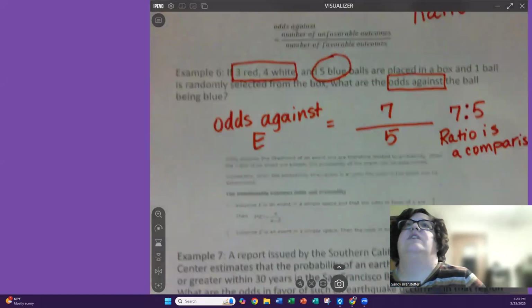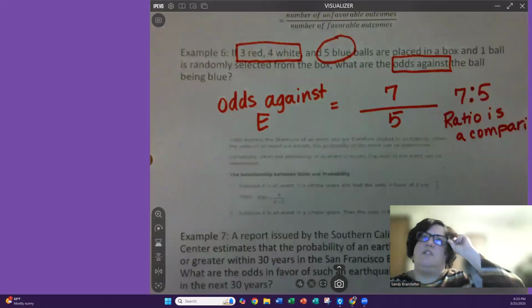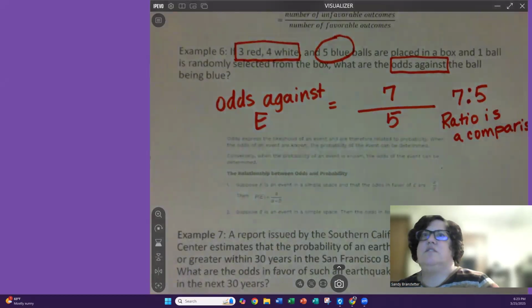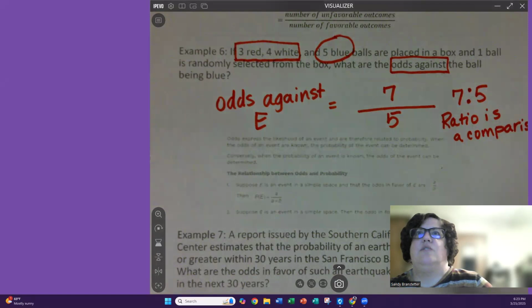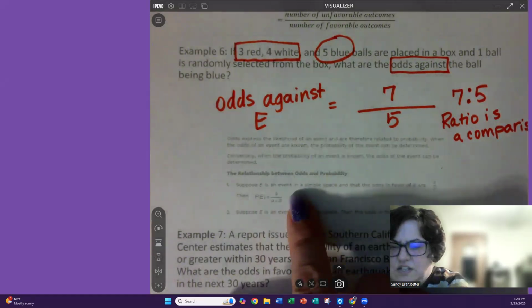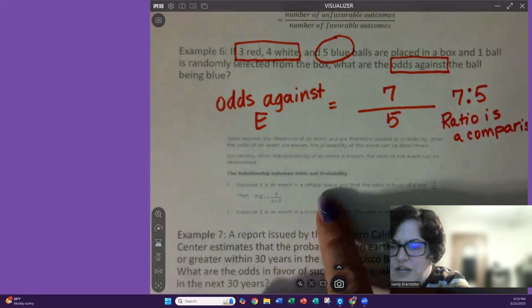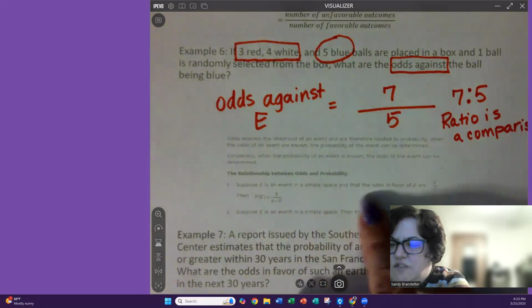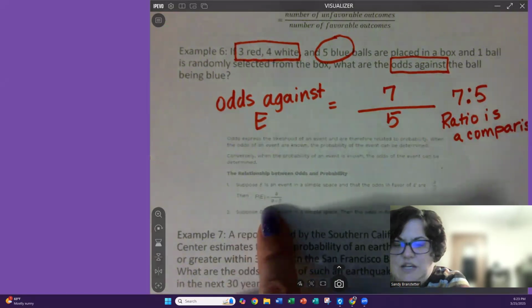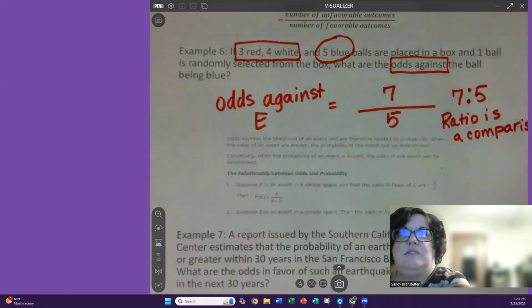In the center here, I have a little paragraph out of the textbook. Odds express the likelihood of an event. And then it says the relationship between odds and probability is as follows. Suppose that E is an event in a sample space, and the odds in favor of something are A over B. Then the probability is A over A plus B.